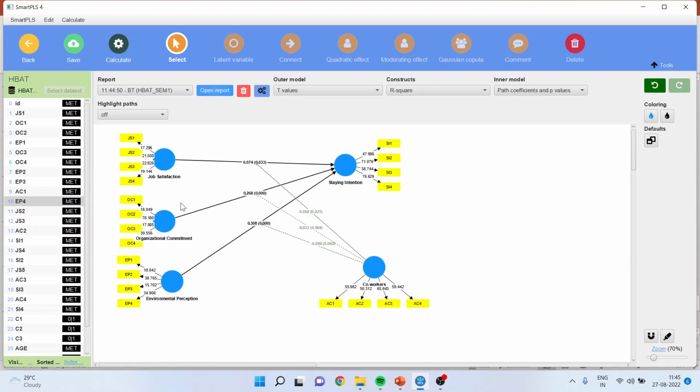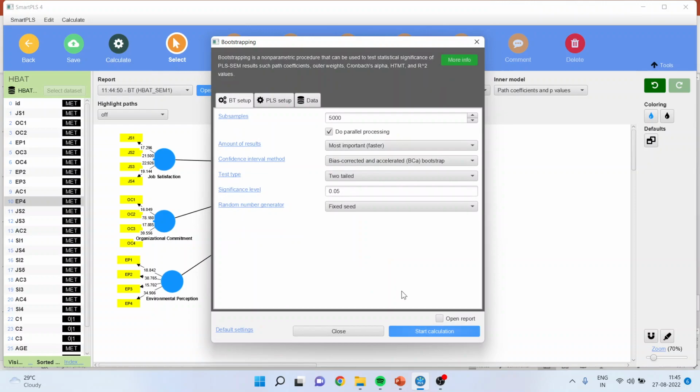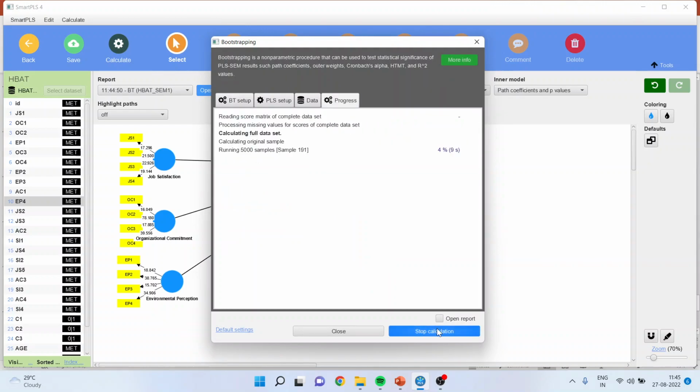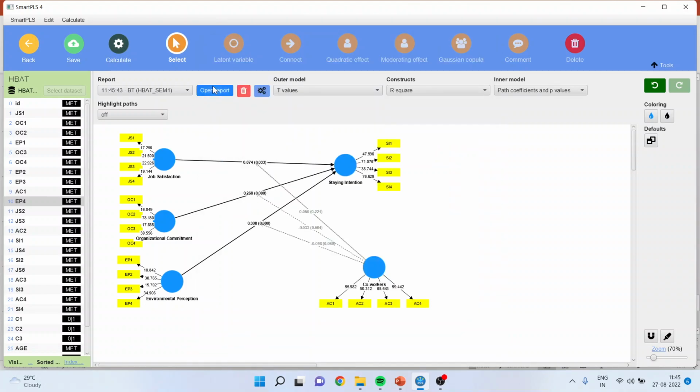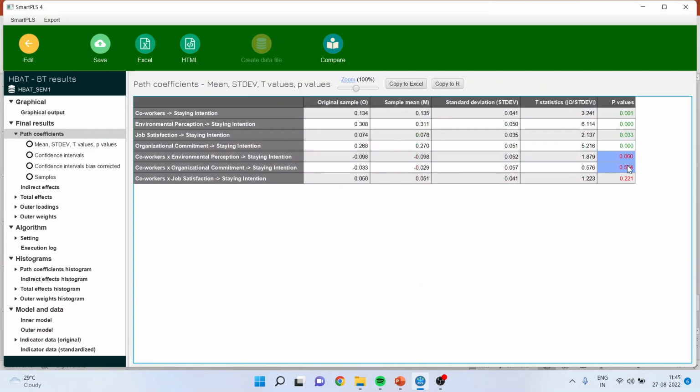So this you can further confirm by running the bootstrapping. And let's see the p-values. You will get the same p-values in the report also, path coefficient. You can see here the same p-values which were there on canvas. Now, as this relationship is not significant, this moderation effect is not significant.